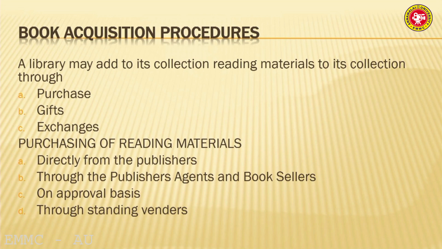Then the second one is through the publisher agent or bookseller. Instead of purchasing books from the publisher, we can purchase the books through the publisher agent or bookseller. They are doing this as a business. So instead of purchasing books directly, we can contact the publisher agent or bookseller. In that case, we can get more benefit, because the book publisher gives a higher percentage discount to the publisher agent. For example, they can give 25% or even 20% discount to the publisher agent. Within that 25% discount, the publisher agent may give 10 to 15% discount to our library or librarian.